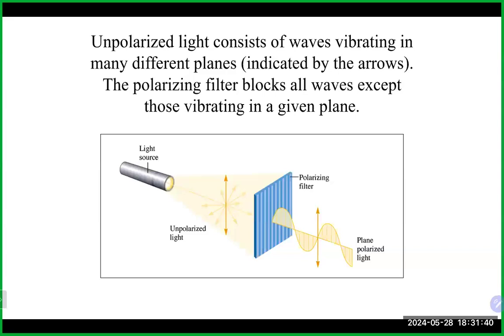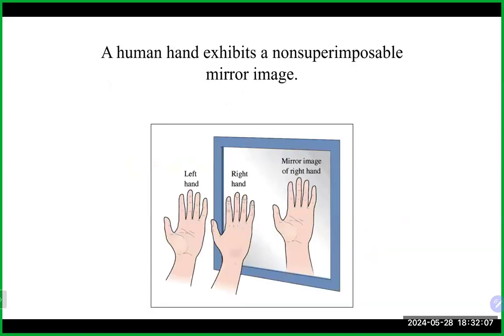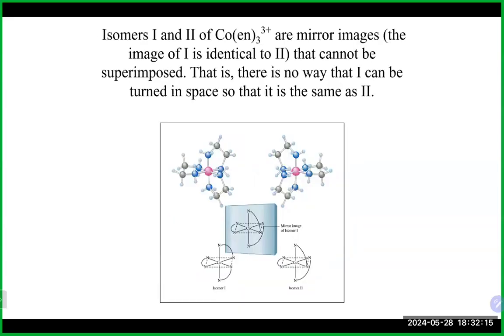Unpolarized light consists of waves that vibrate in different planes. Polarized filters block all the waves except for those vibrating in a given plane. So, for example, some of these molecules have the ability to rotate the light one way or the other. You could also measure the angle as it goes through. It can rotate it left or right, giving us some different isomers like L or D. And there's our hand example in terms of our mirror image. And again, you could try that yourself, but you'll never get it to work. So let's take a look at some examples of this.